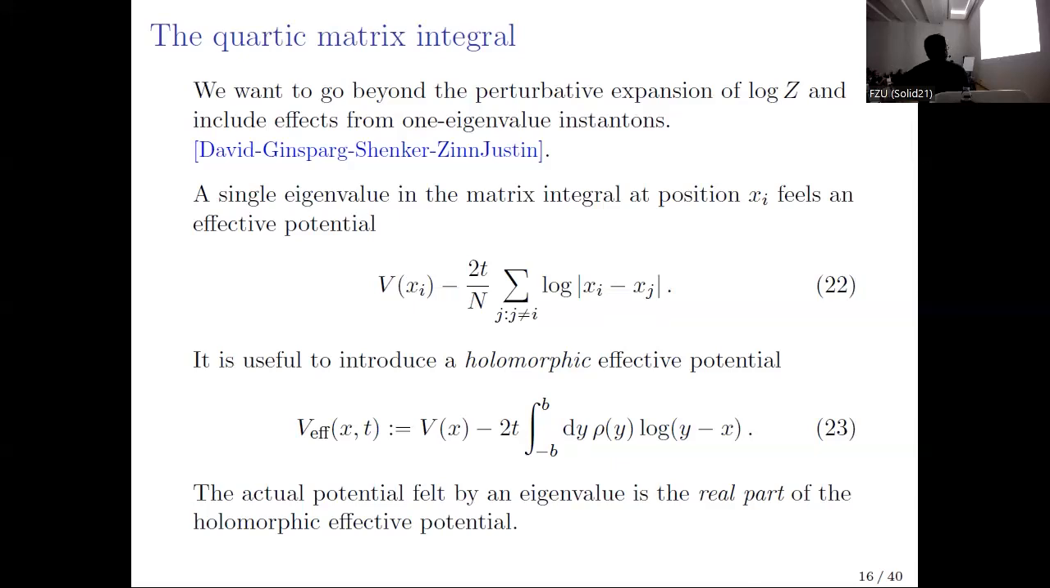Now there's this annoying absolute value. So it's useful to actually introduce a holomorphic effective potential like so. You just replace the sum over j with an integral over the density in the large N limit. And this is the definition of the so-called holomorphic effective potential. What we're going to do is basically look for extrema of V effective. That is where an eigenvalue can sit, because this function can have non-trivial zeros.